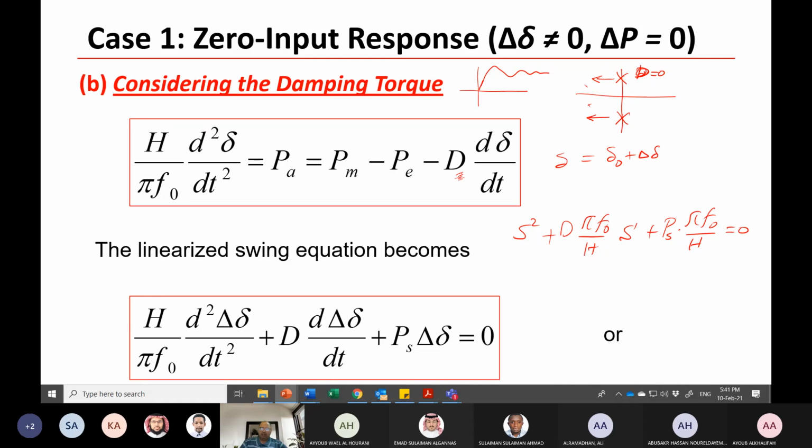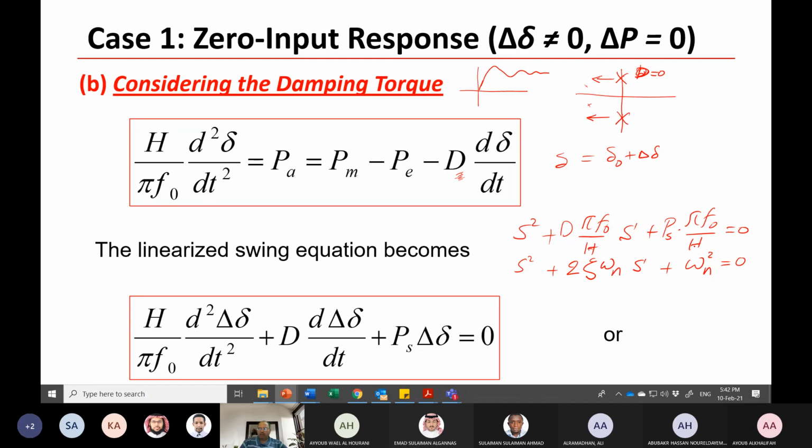So this is the characteristic equation, and again we will compare it with the standard characteristic equation of the second order system, and we can find omega n and zeta in this case. So omega n square equals this, so omega n equals the square root of this. And you can substitute: 2 zeta omega n equals D pi f0 over H.